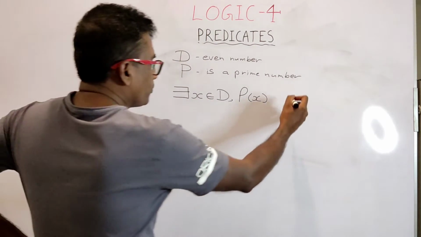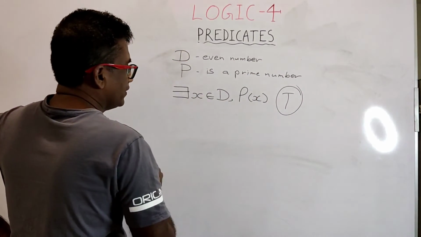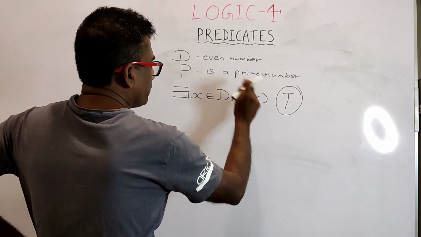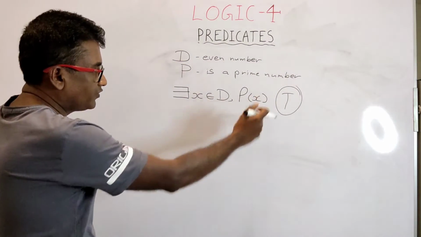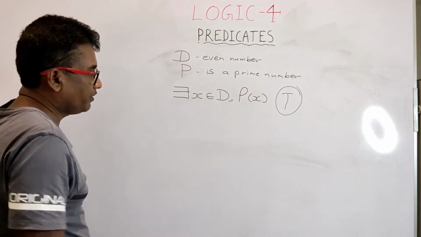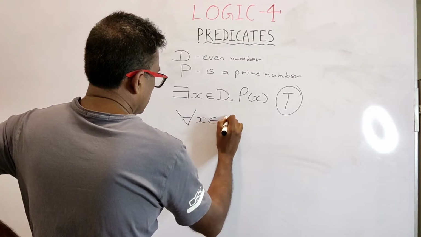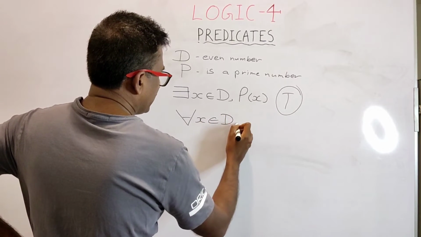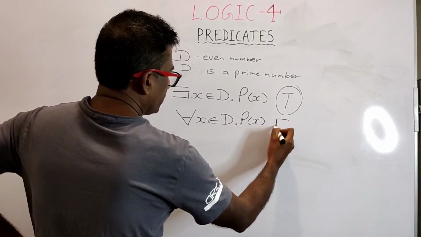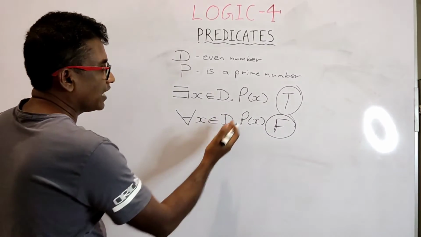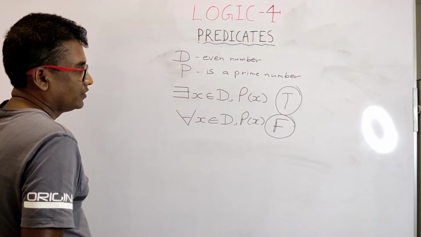This is a true proposition. Why? Number 2 is an even number and it is the only prime number which is an even number. So this is true. Now if we say for all x in D, P of x, this is false because not all even numbers are prime numbers.